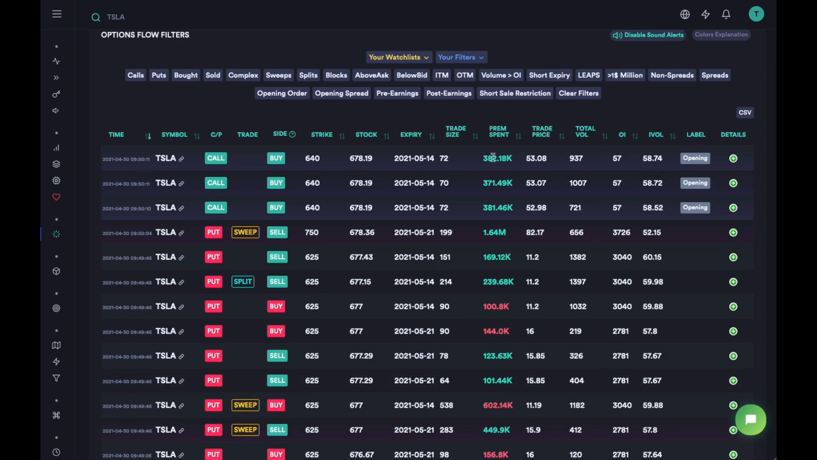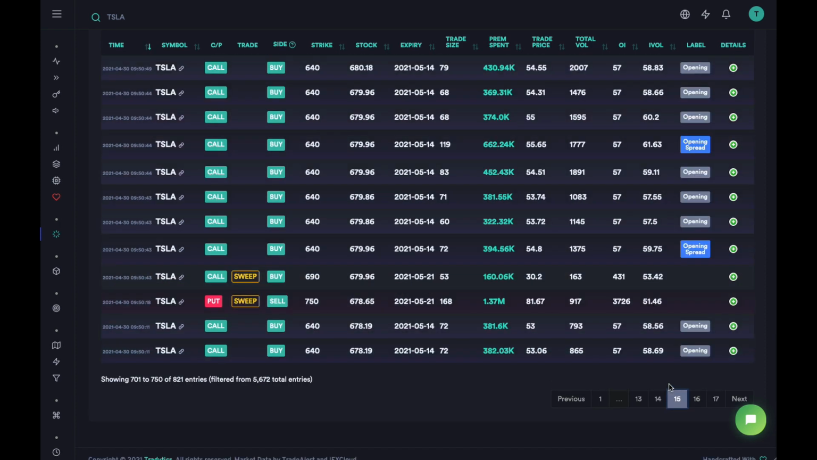We can see here, and then at 9:50 we can see that again three huge call buys appeared. This was a put sell again, 1.64 million. So almost everything is going into a bullish direction in terms of the options flow. We are either seeing huge puts being sold, or we are seeing huge calls being bought. Both are bullish expectations. Let's go to one more page.